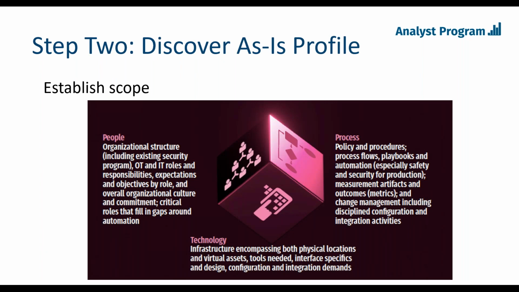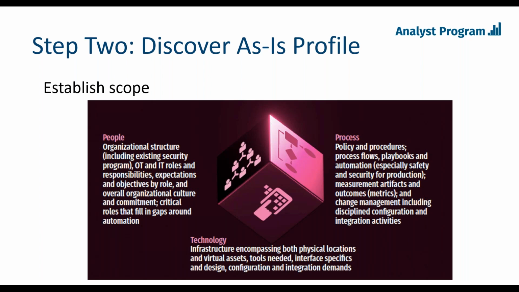The next step is to establish scope. It's really to discover your as-is profile. And this is where those people, process, and technology pieces come together. People are your organizational structure, your roles, responsibilities, the expectations, and the overall organizational culture and commitment. Really what you're looking at here is to also define the critical roles that fill in the gaps around your operational automation.